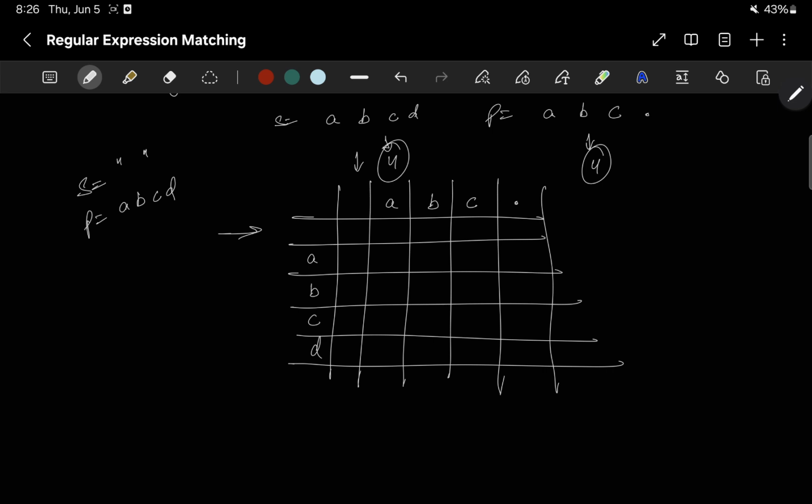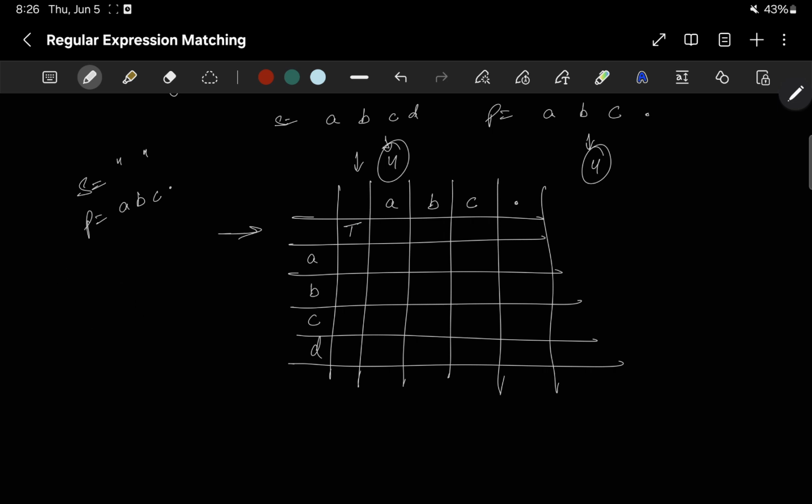You have to do that, not ABCD, ABC dot. Okay. So first of all, before that, if S is empty and P is also empty, do they match? Yes, they match. So it means this is true, right?